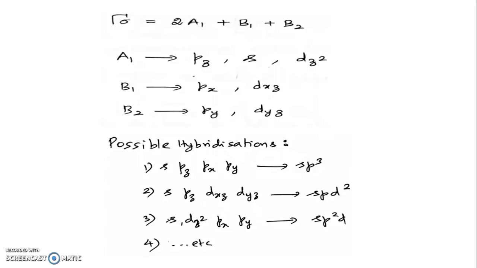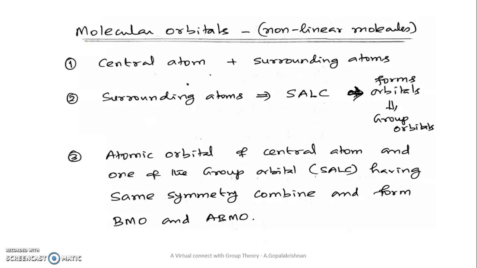Now I'll go to the next application, molecular orbitals for non-linear polyatomic molecules, that is, a molecule containing 3 atoms or 4 atoms or 5 atoms, like that. I'm not going to discuss linear molecules in this course because we don't have that much time. So I'm going to discuss non-linear molecules here.